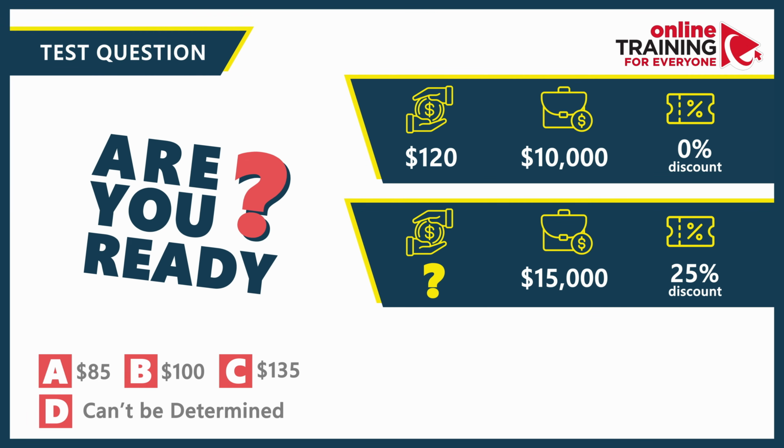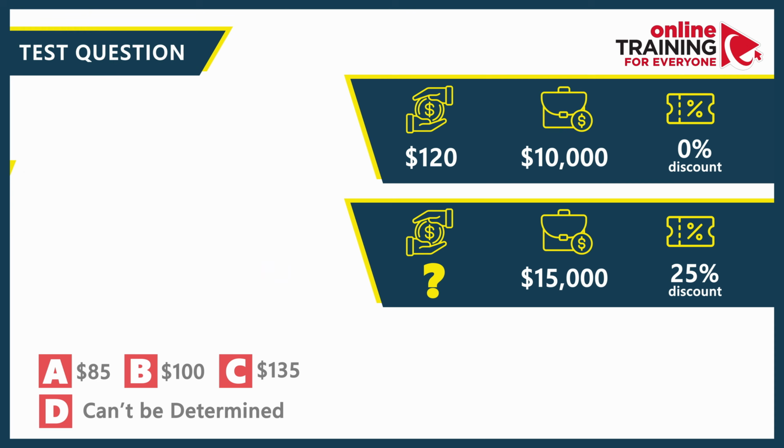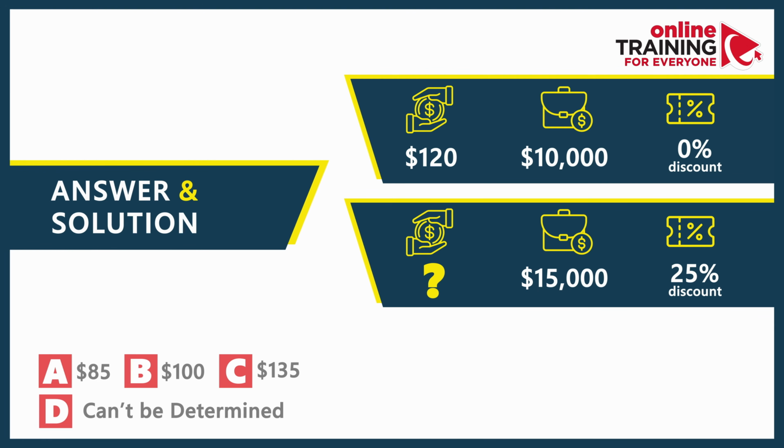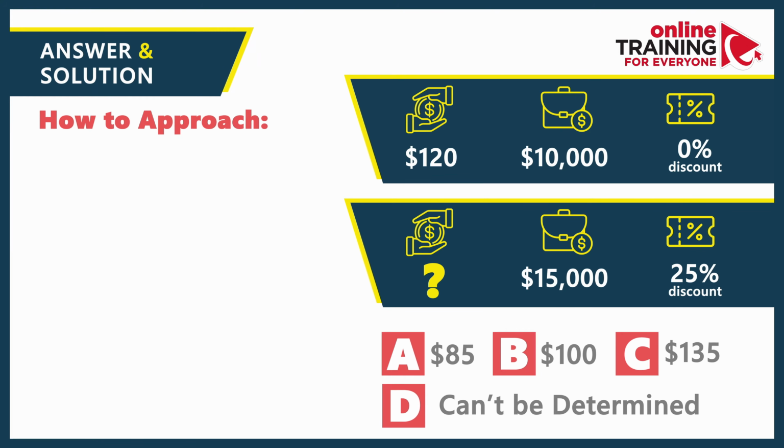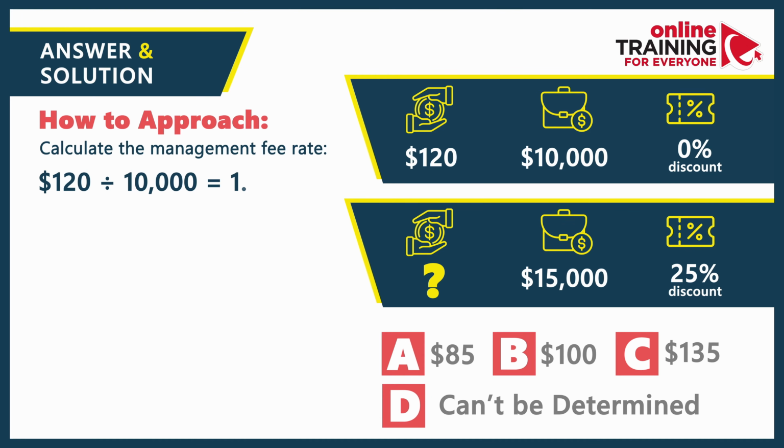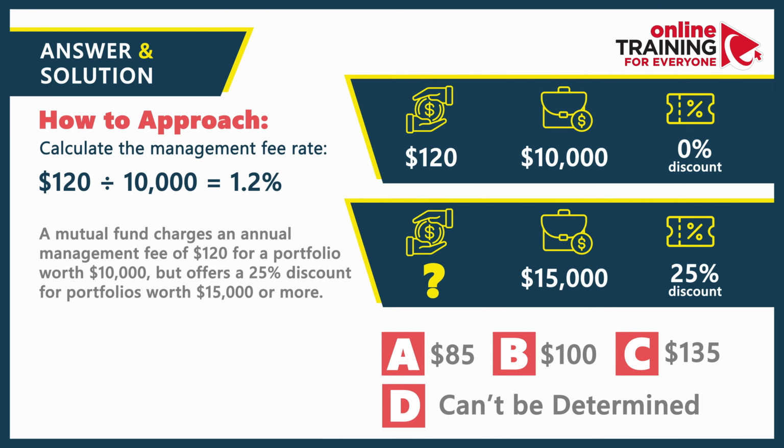Time's up. Do you have your answer ready? I hope so, because the solution here is simple but not obvious, so let's solve it together. The best way to approach this type of question is to calculate the management fee as a percentage. To do it, let's divide 120 by 10,000. If you go to the original question, you will see that this is the only known fact.